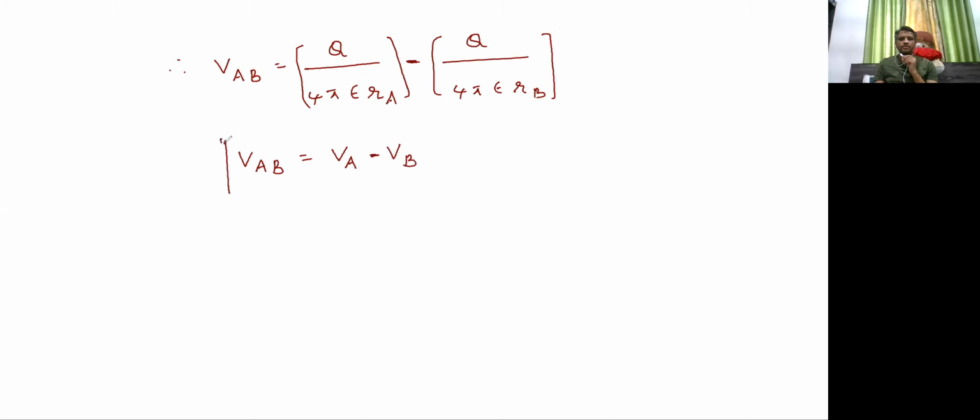This representation is purely in our hands. Whether you represent this as VAB or VBA is purely our wish. So what we finally got is VAB is equal to VA minus VB, which is a potential difference, and which is absolutely in terms of charge and RA and RB. Okay, so this is potential difference due to a point charge Q.